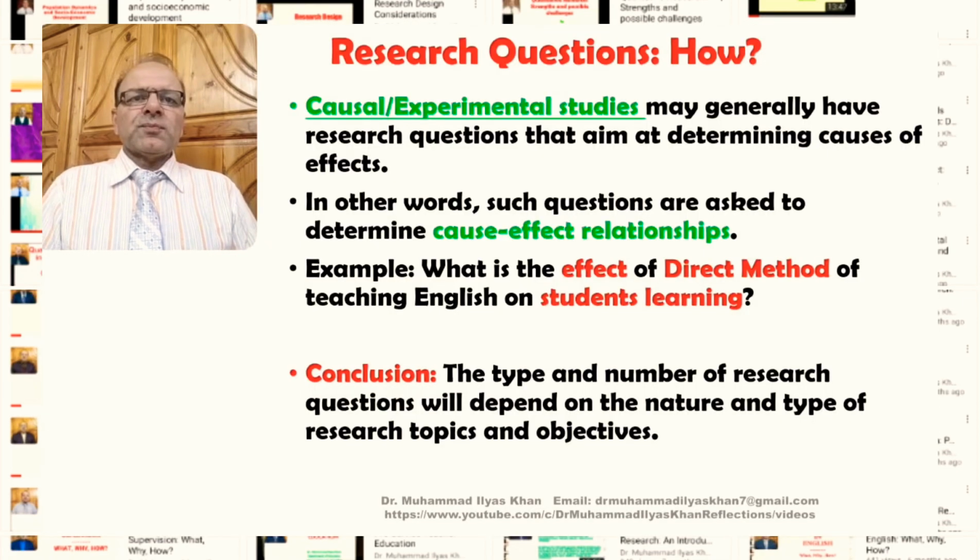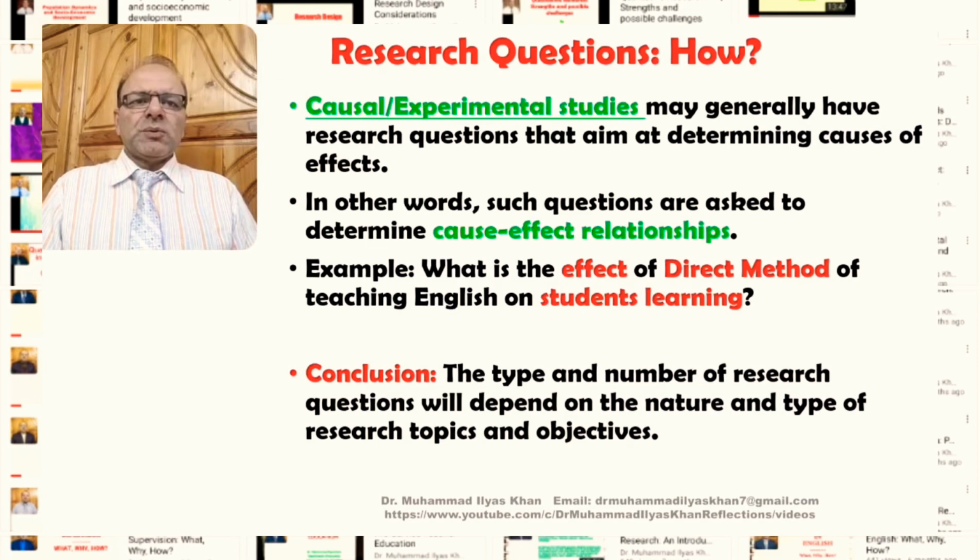Then the how of research questions will also depend on the nature of research studies, such as, for example, causal and experimental studies. We may have research questions that aim at determining the causes of effects. So, the questions that are asked in such studies will determine cause-effect relationships. So, for example, what is the effect of direct method of teaching on students' learning?